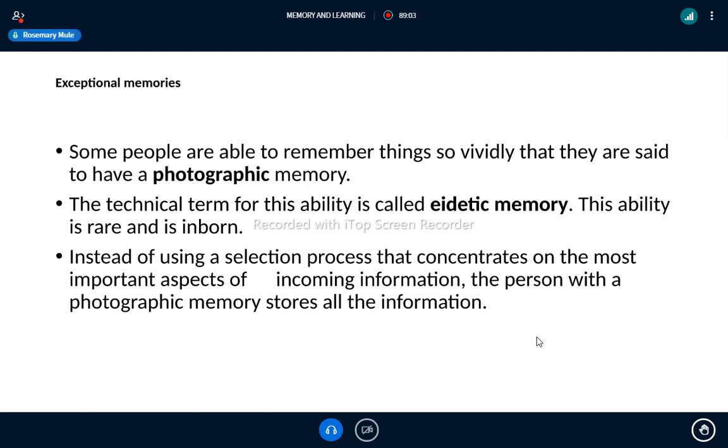Here we are saying exceptional memories. Some people are able to remember things so clearly that they are said to have what we call photographic memory. I don't know whether you have heard about photographic memories.